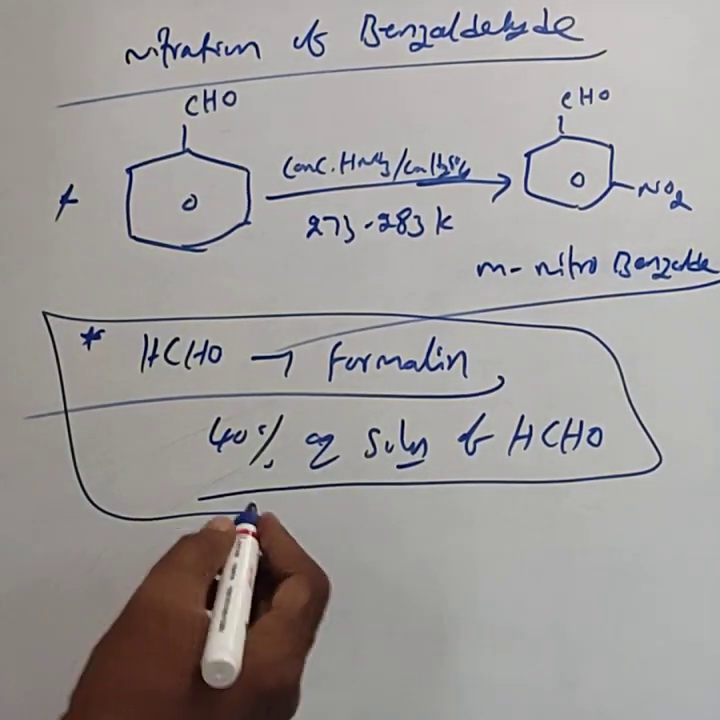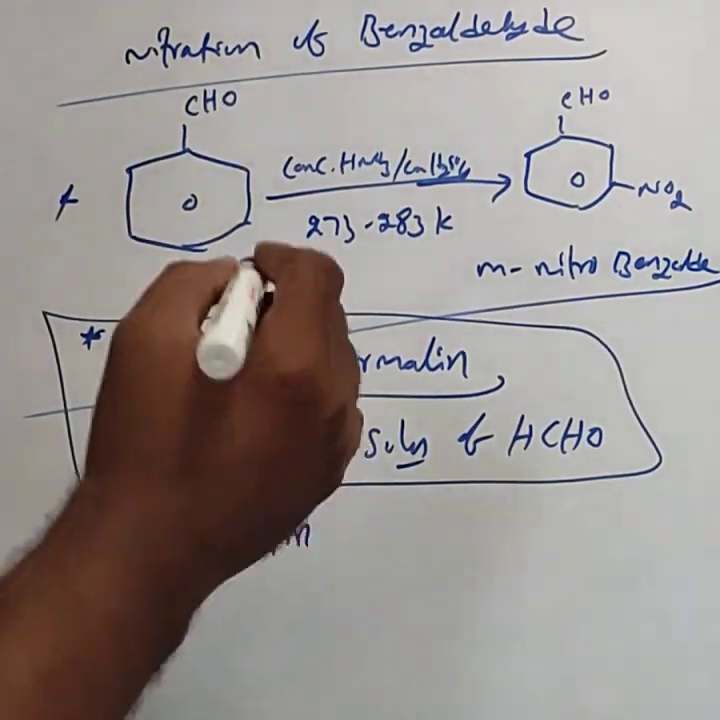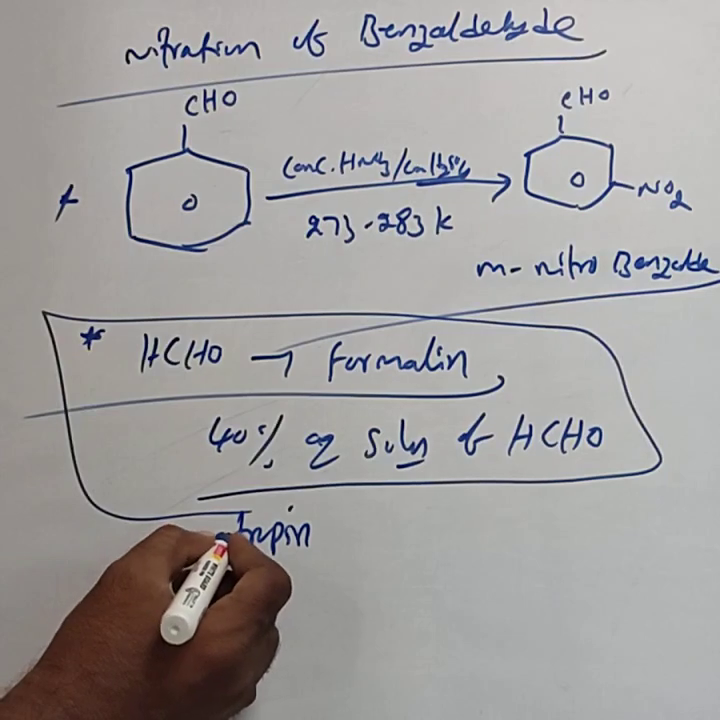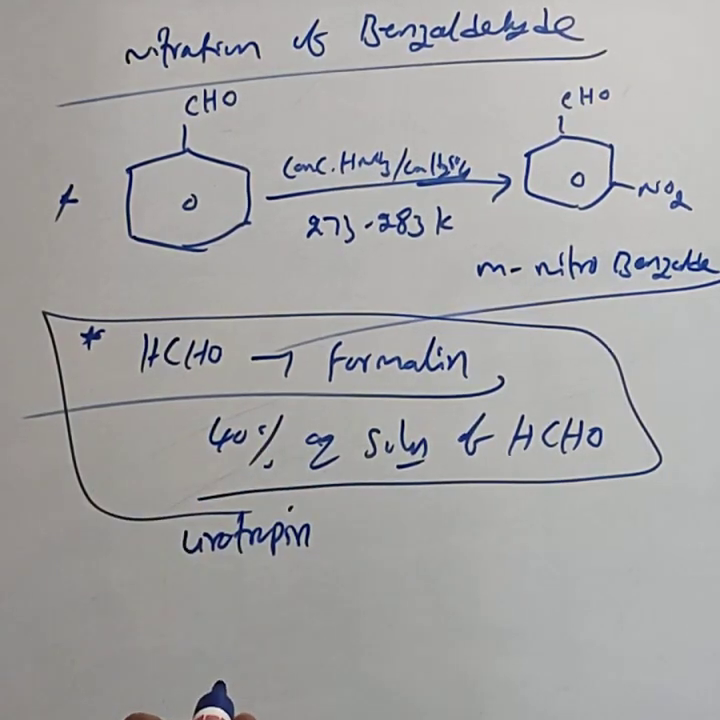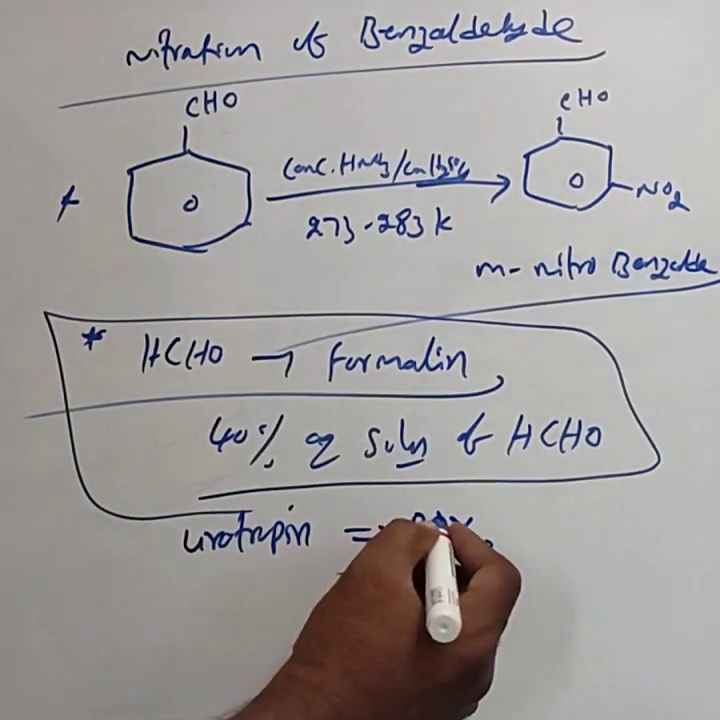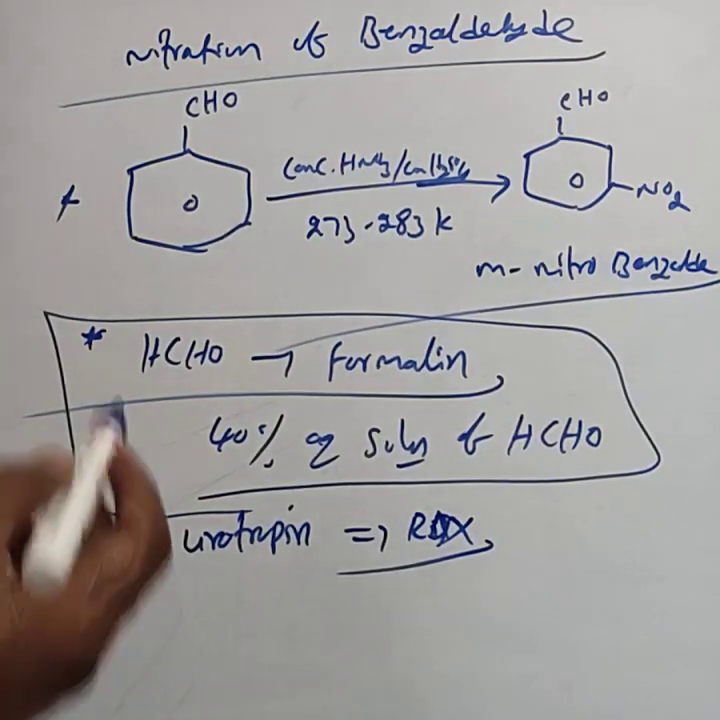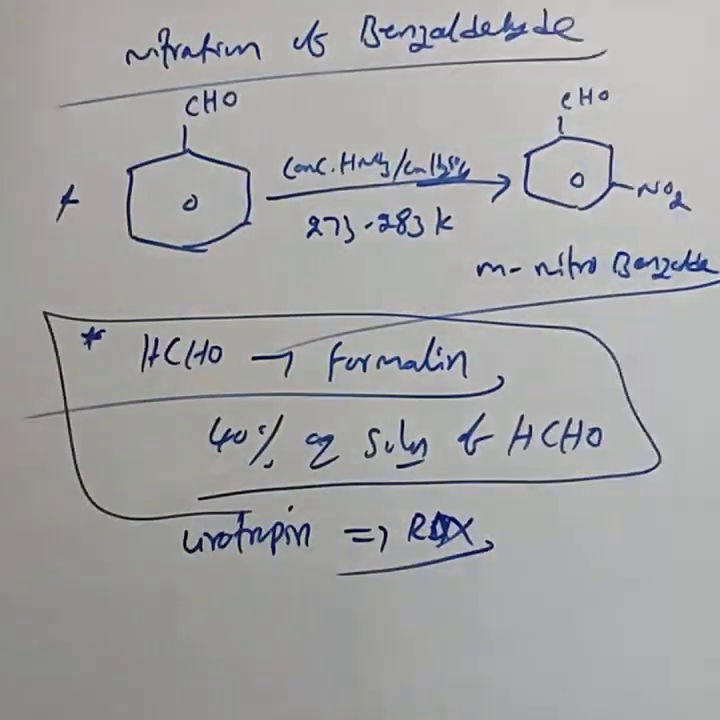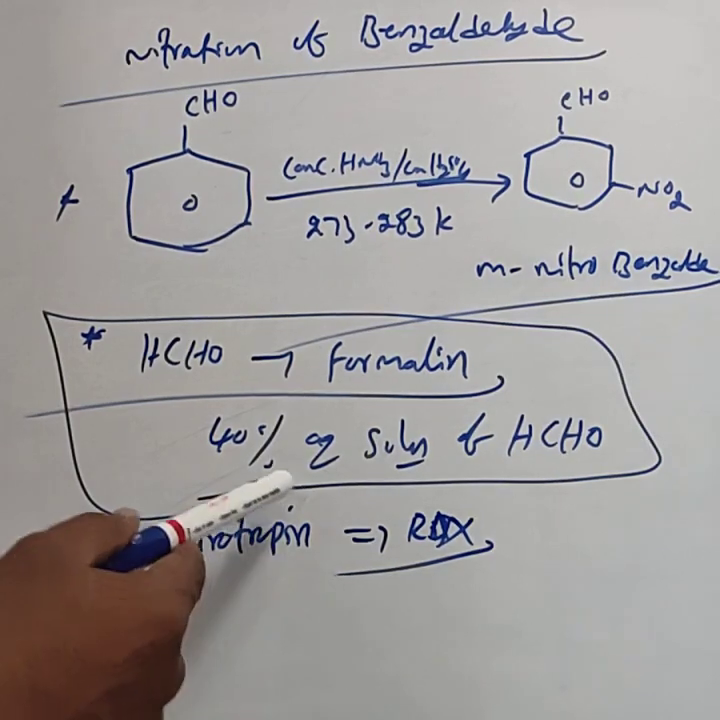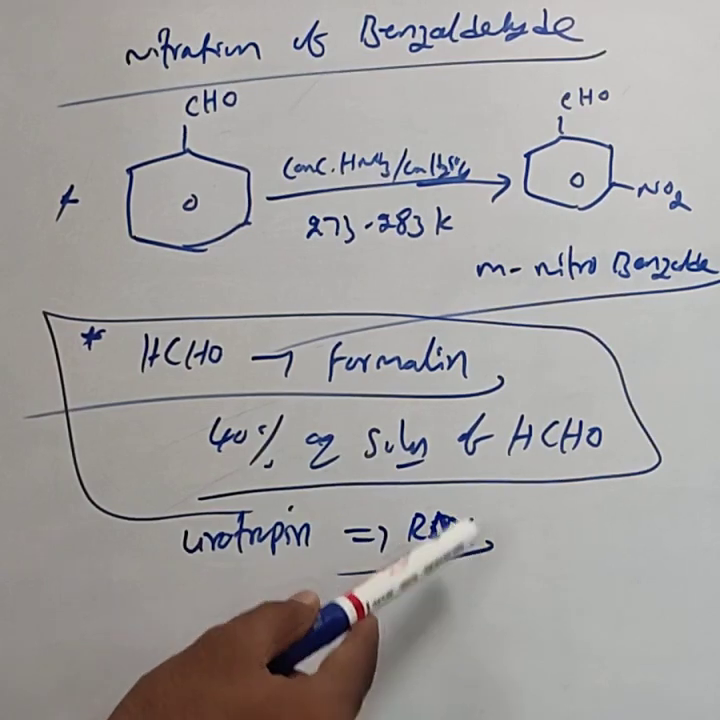biological specimens. Then formaldehyde is also used in the preparation of urotropin, used as a urinary antiseptic. Urotropin means hexamethylene tetramine. For CET, at the time of competitive classes, I will explain more about urotropin. Hexamethylene tetramine is used as a urinary antiseptic. It is obtained by the nitration of urotropin, giving RDX, research development explosive, used as an explosive.